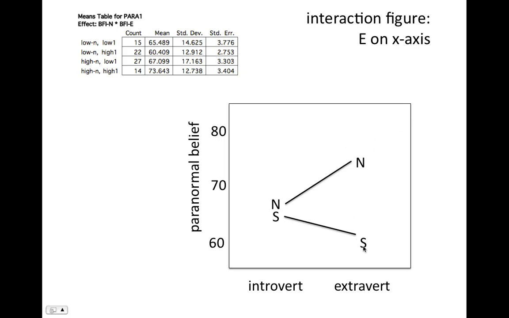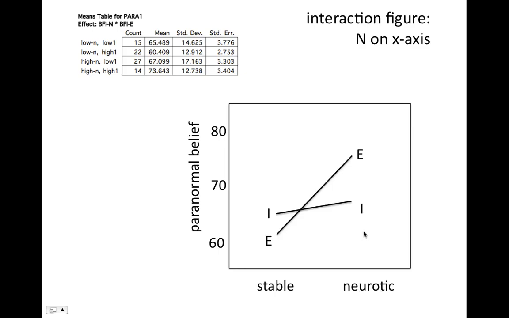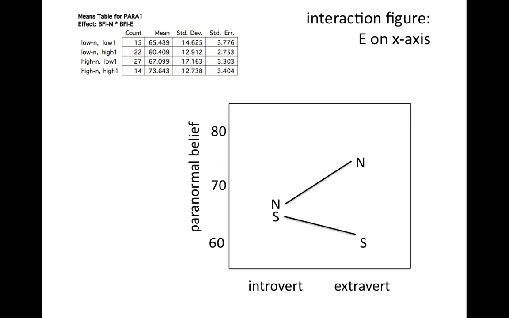However, with extroverts, we see that people who are neurotic extroverts have more of a belief in the paranormal than extroverts with stable personalities. This figure where neuroticism is on the x-axis describes the same thing, except with this crossover interaction like this, I think it's a little more confusing. Either way, though, is correct. If it were me, I would go with this figure.